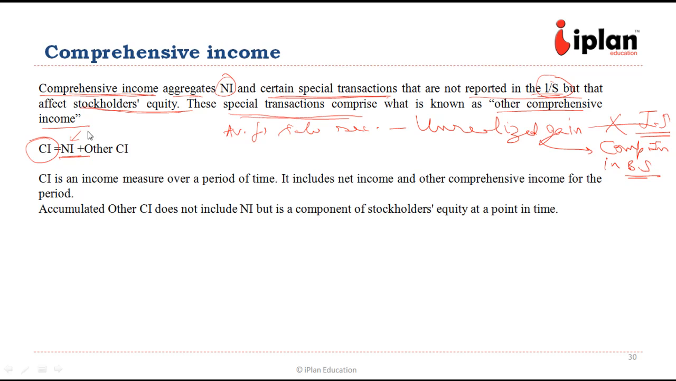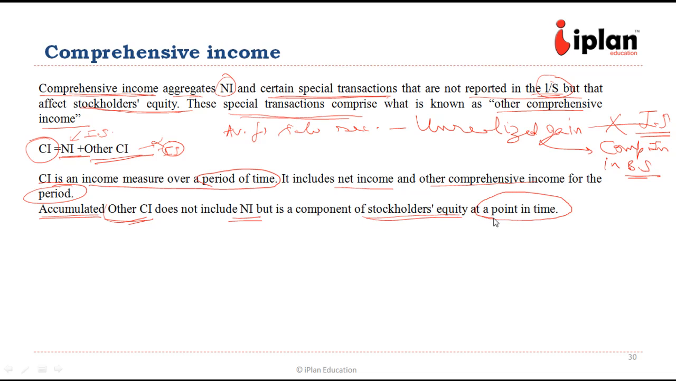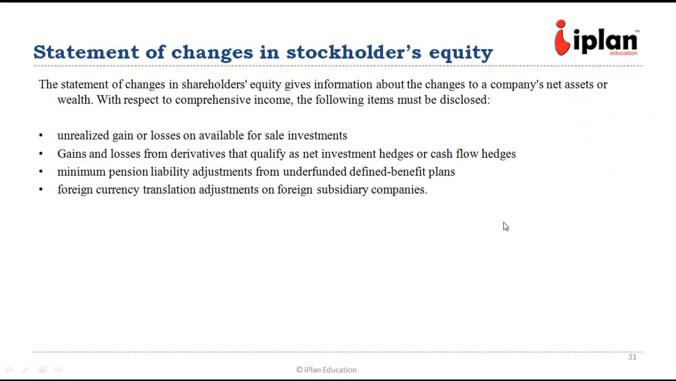So when we talk about comprehensive income, it is a summation of net income, which is coming from the income statement, and other comprehensive income, which was not part of the income statement. So this is an income measure over a period of time which includes net income and other comprehensive income for that particular period. So when we say accumulated other comprehensive income, it does not include net income, but it is a component of shareholders' equity at that particular point in time.